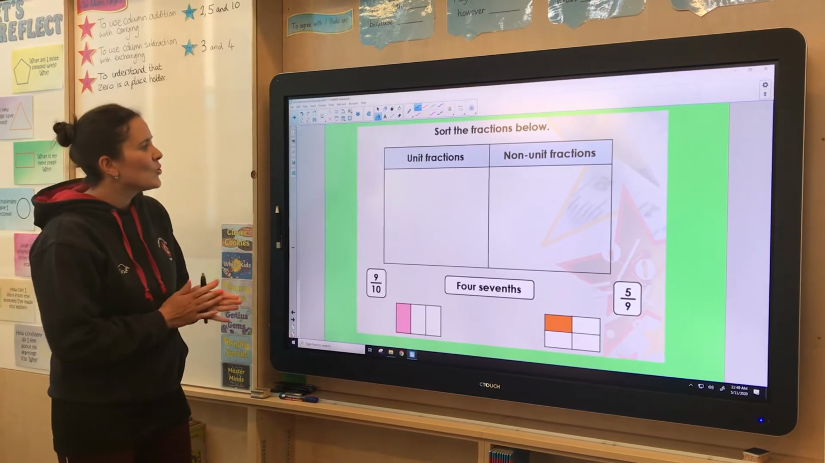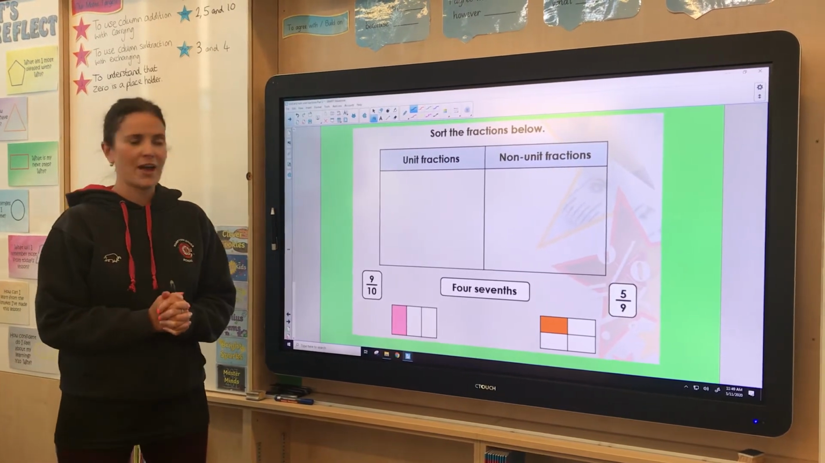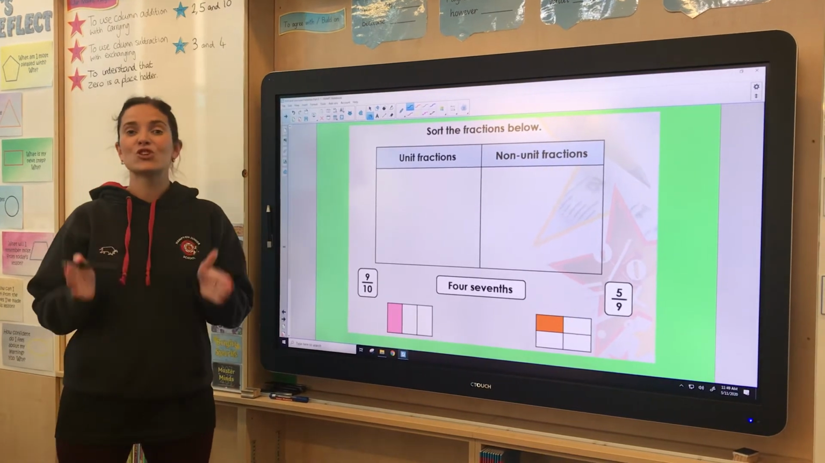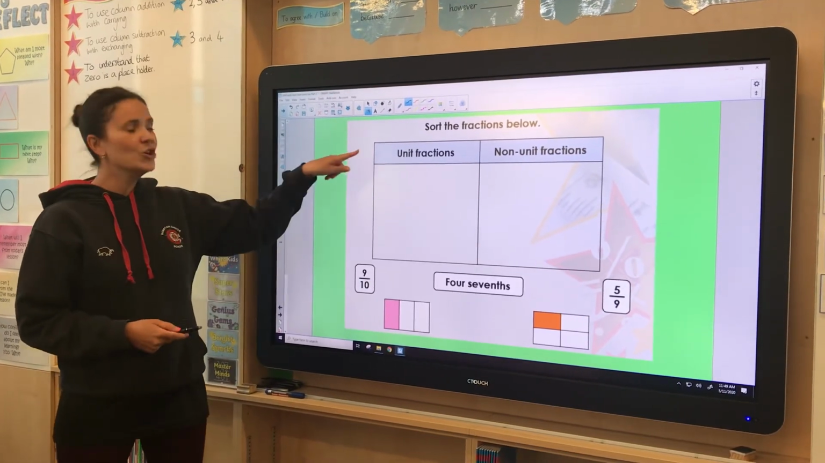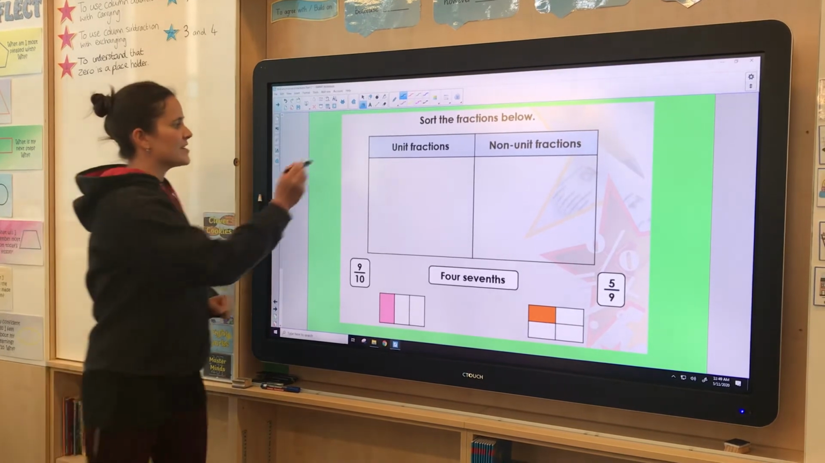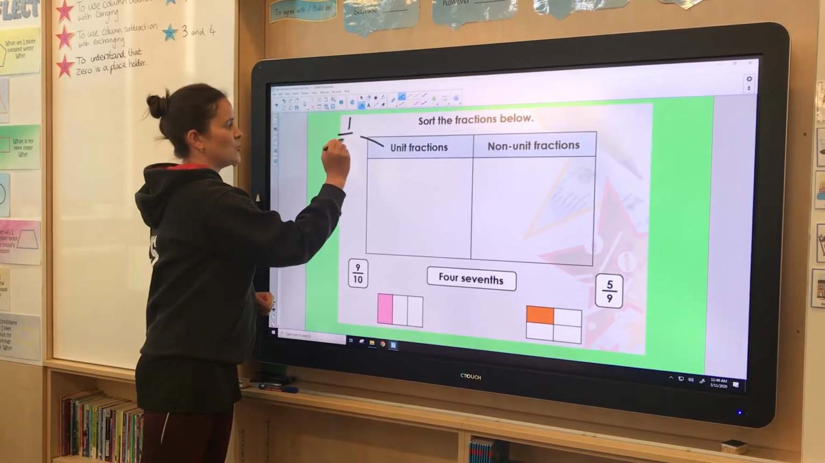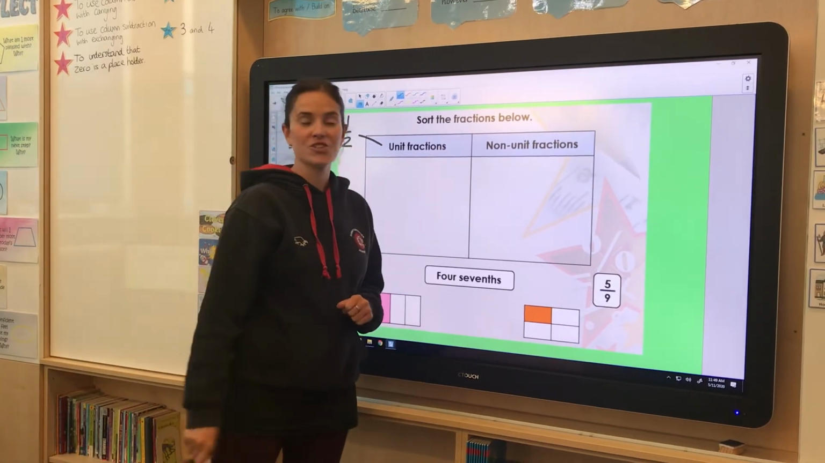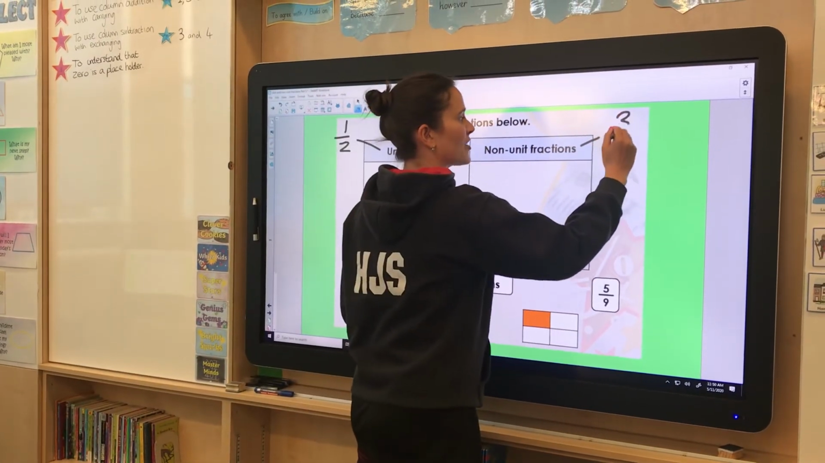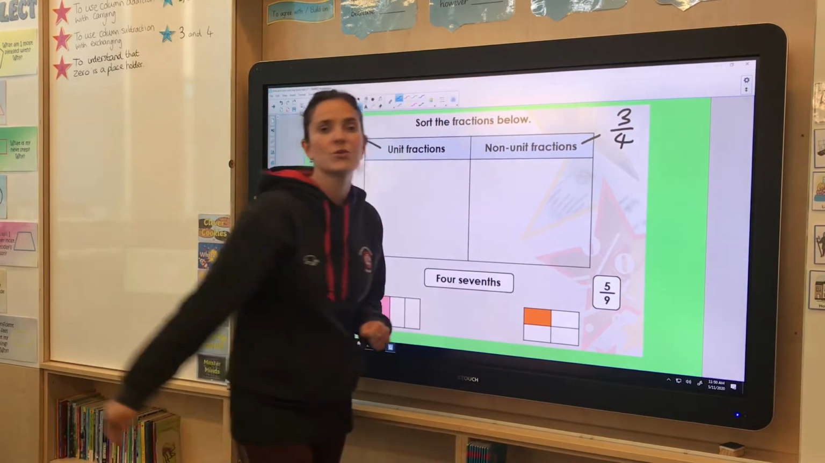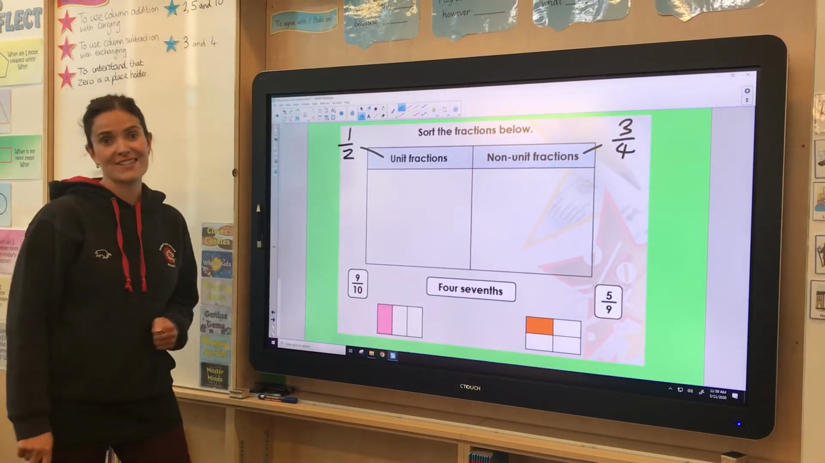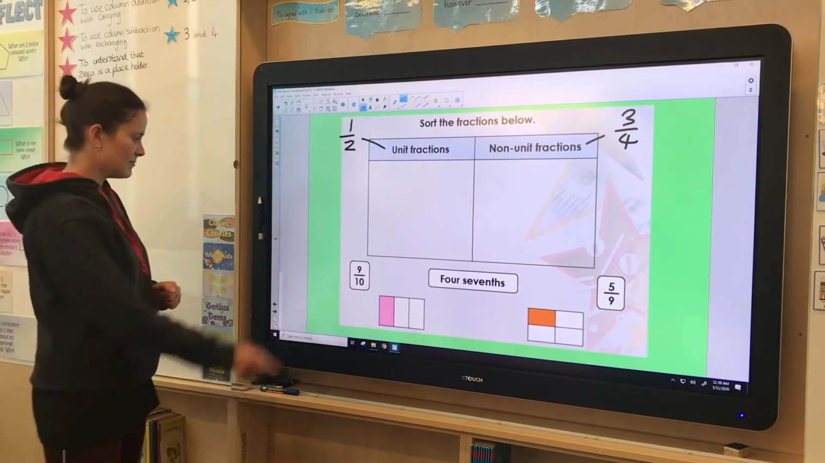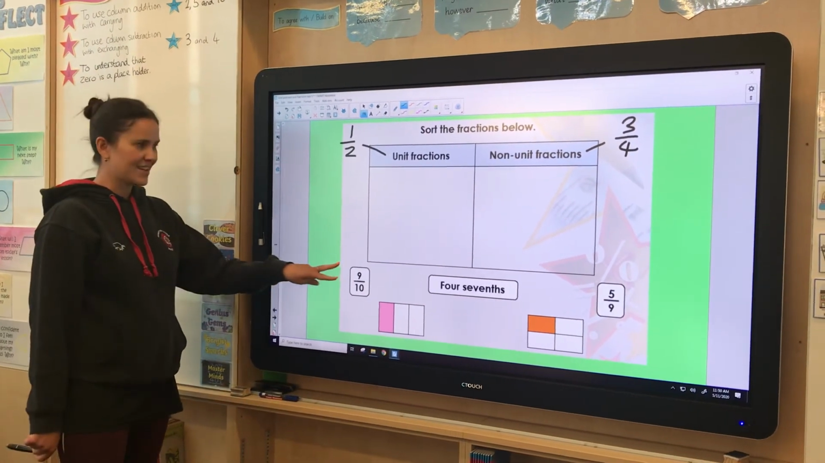It says to sort the fractions below. Okay? We love a sorting activity. There's a table here that has 2 columns to it. We've got unit fractions, and that is when we have got a numerator of 1. And then we have non-unit fractions as well, and that is any fraction, for example, 3/4, where the numerator is greater than 1.